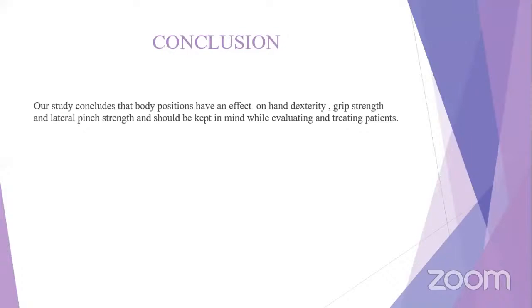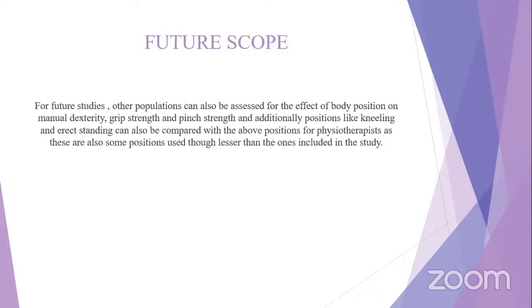Conclusion. Our study concludes that body position has an effect on hand dexterity, grip strength, and lateral pinch strength, and should be kept in mind while evaluating and treating patients. Future scope. For future studies, other populations can also be assessed for the effect of body position on manual dexterity, grip strength, and pinch strength. Additionally, positions like kneeling and erect standing can also be compared with the above positions for physiotherapists, as these are also positions used, although less than the ones included in this study. Thank you.